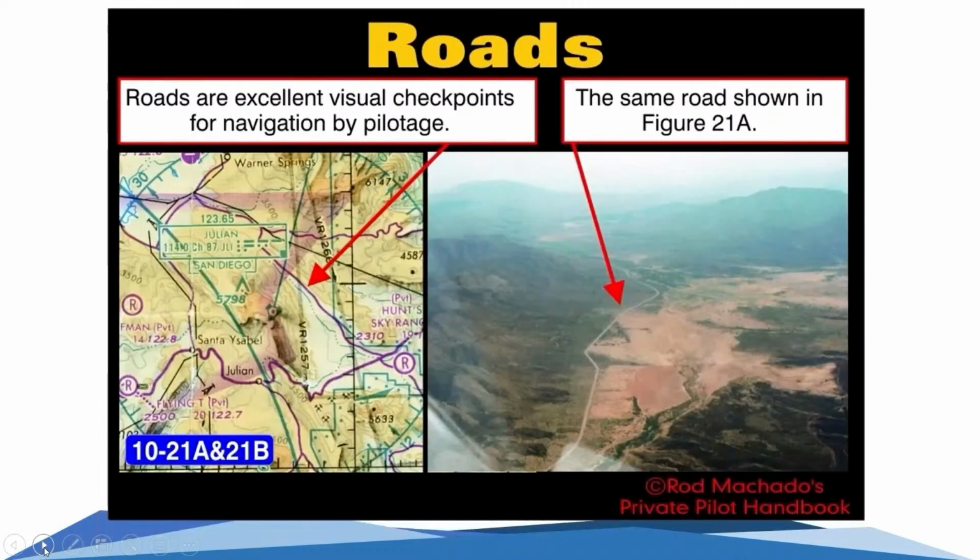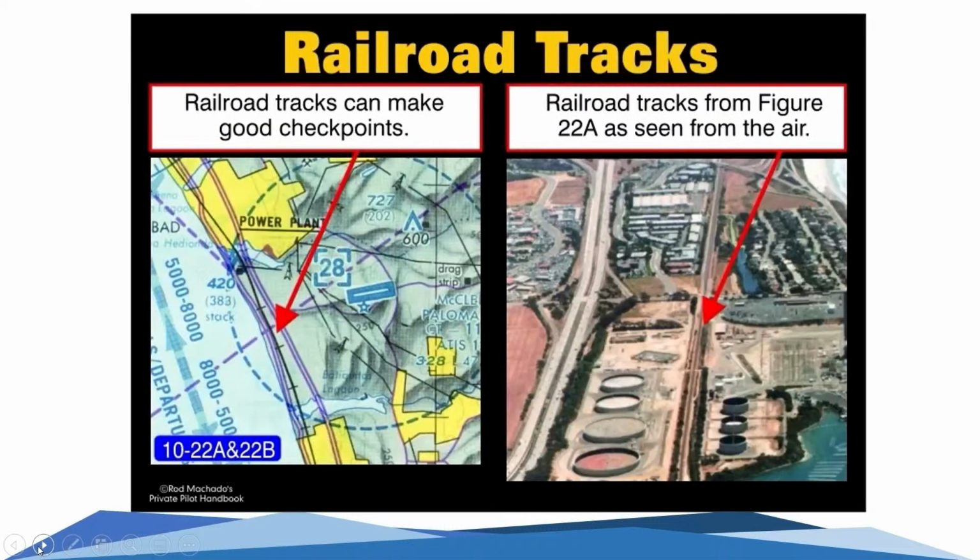All right, roads. Not every single city street and avenue is going to be listed on there, but they will have major freeways and roads drawn as shown here. Here we can see a road on the right-hand side, and that road on the left is in the San Diego area by the Julian VOR. That little squiggly line in the magenta or purplish color is representing the road that you see below it.